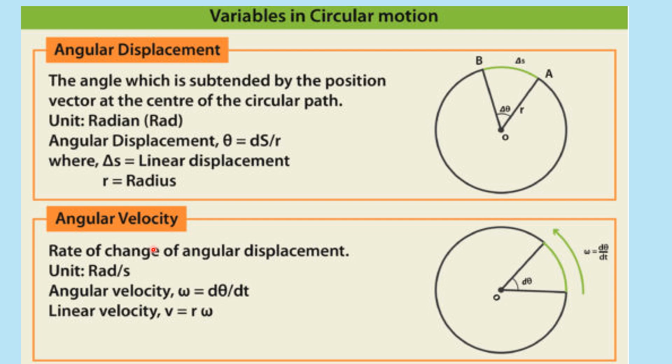Next one, angular velocity. Angular velocity is nothing but the rate of change of angular displacement. Unit is radian per second. Angular velocity w is equal to d theta divided by dt. Linear velocity v is equal to r w.